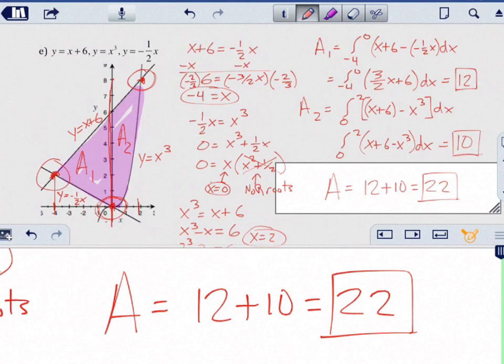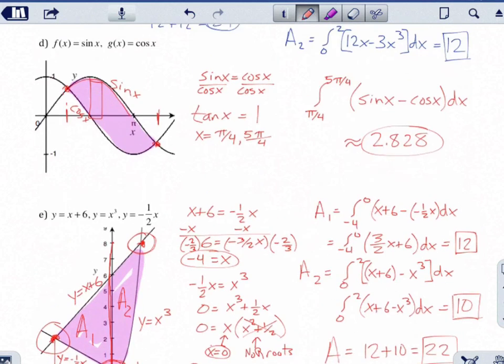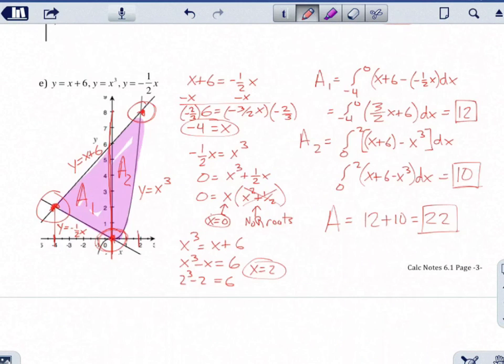All right, so this page is just showing some different ways that you might see the area between two curves. All right, so that is section 6.1 on finding the area between two curves using definite integrals.